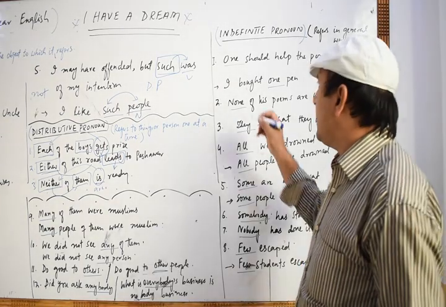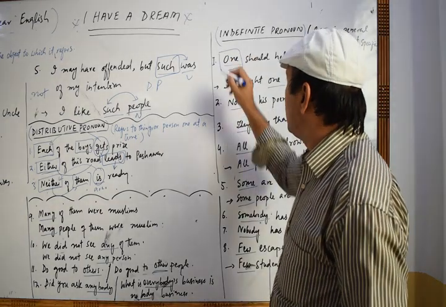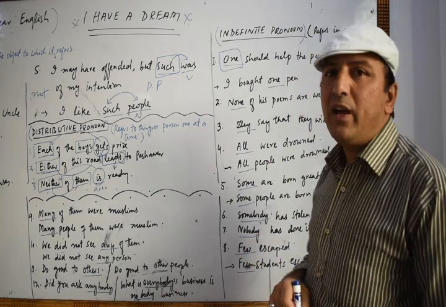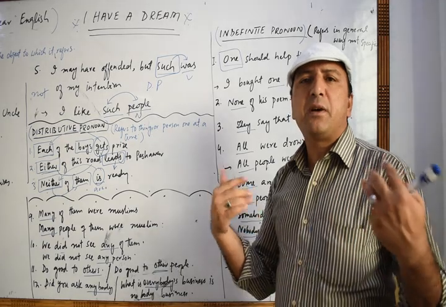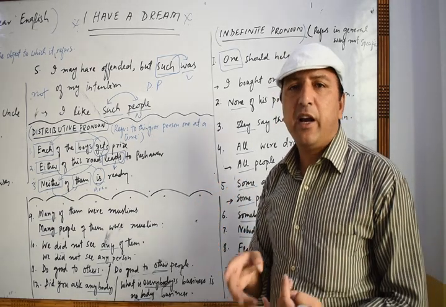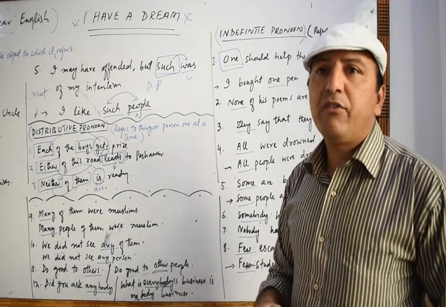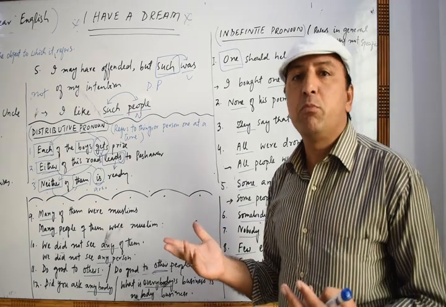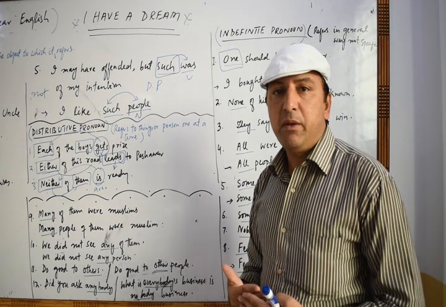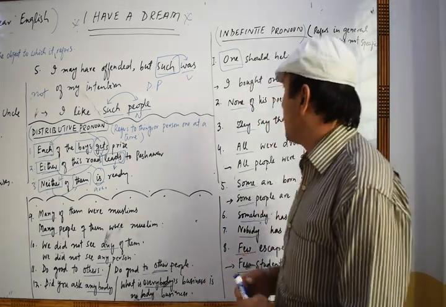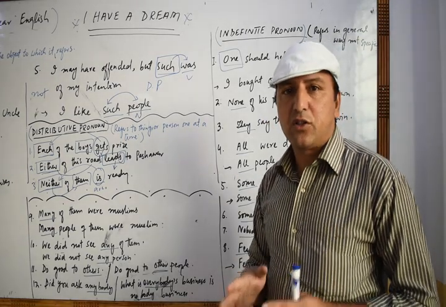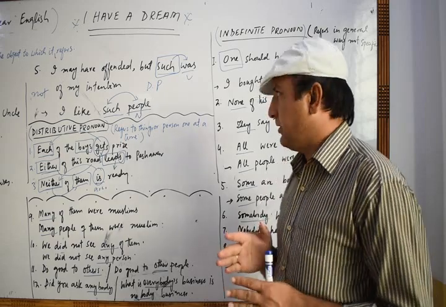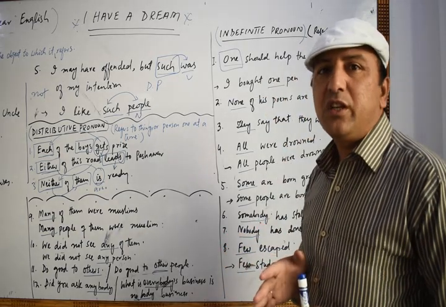For example, we say one should help the poor. So one does not mean one person. It refers to all persons in a general way. It might be male, female. It refers to all human beings, whether they are female or male. So one is used as indefinite, not definite, not specified. It is indefinite because it is used in a general way.